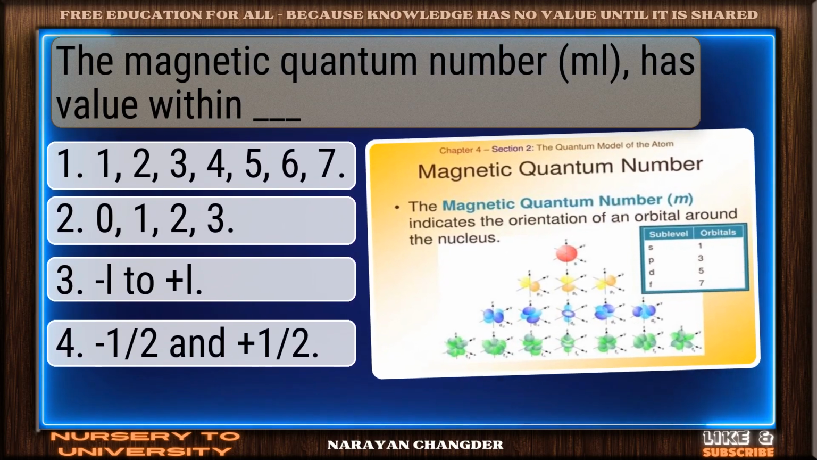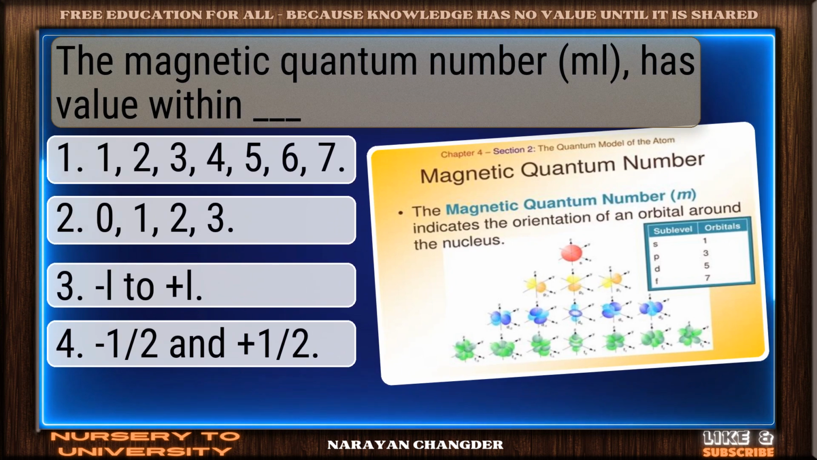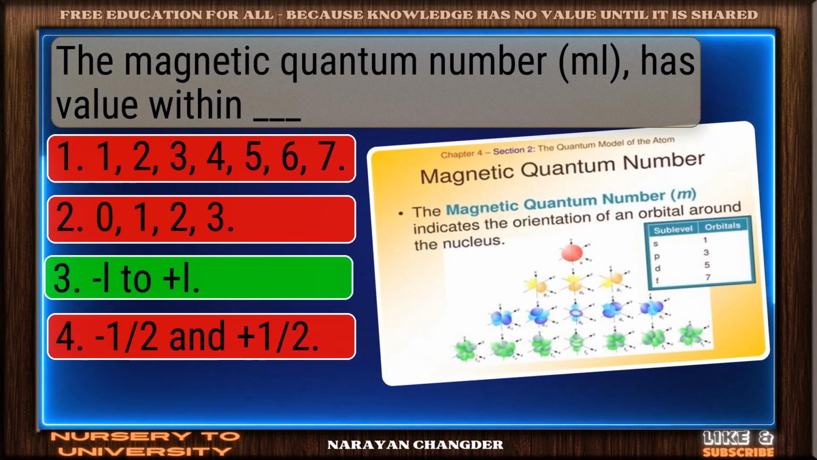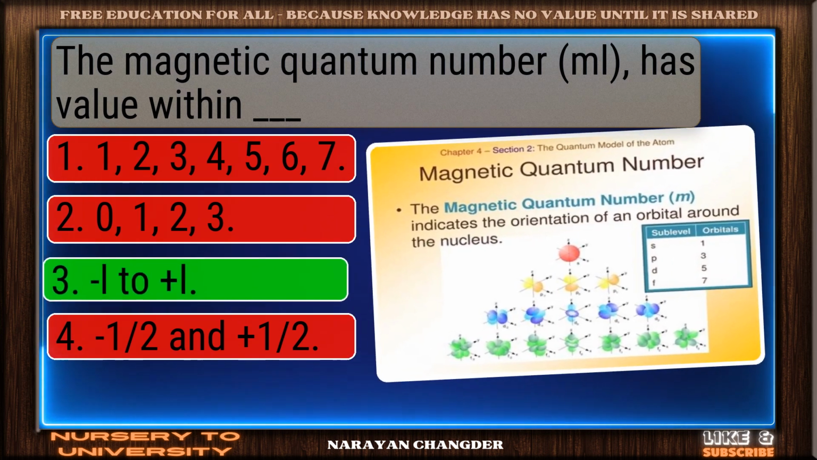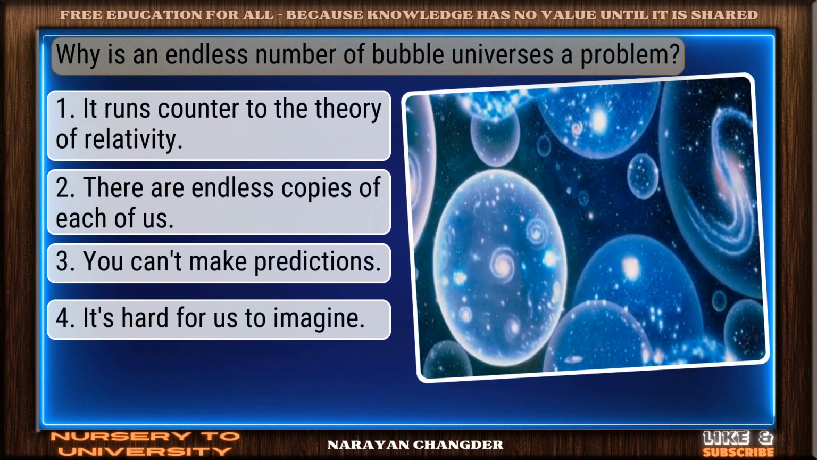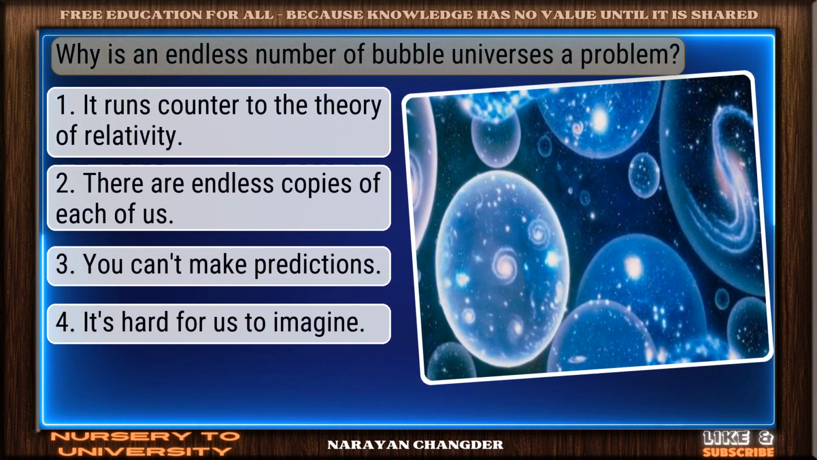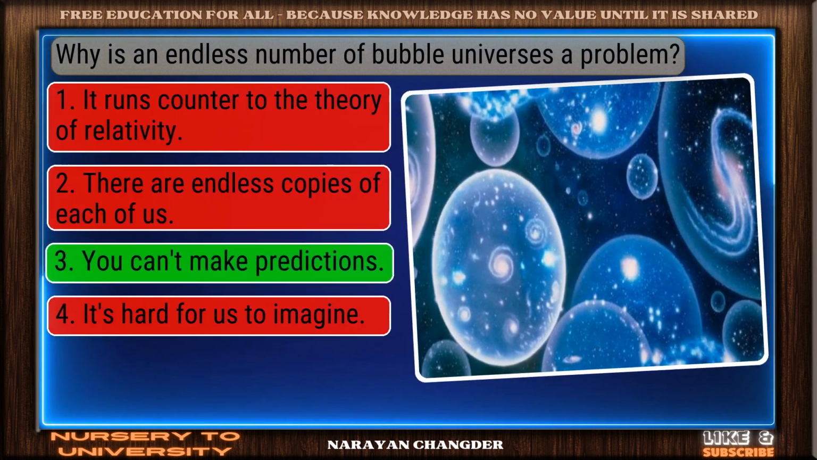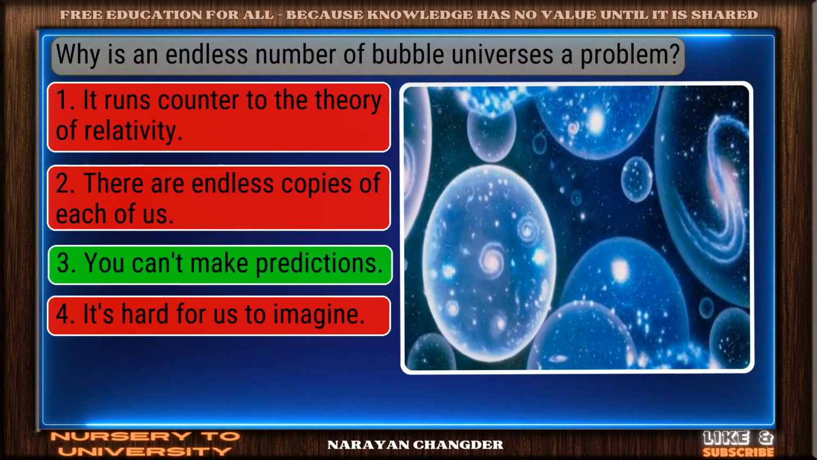Question number 1. The magnetic quantum number has value within dash. Nice selection. L2 plus L is the correct and valid answer. Question number 2. Why is an endless number of bubble universes a problem? Well done. You can't make predictions is the right choice.